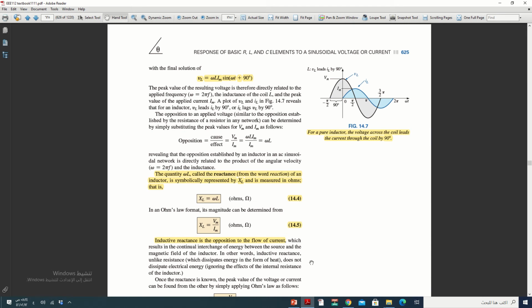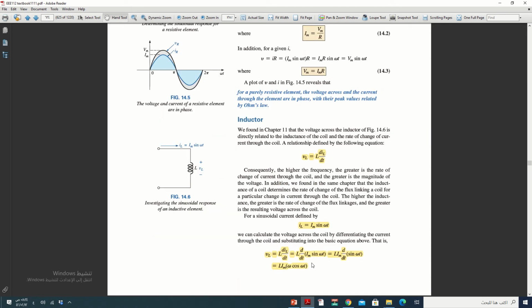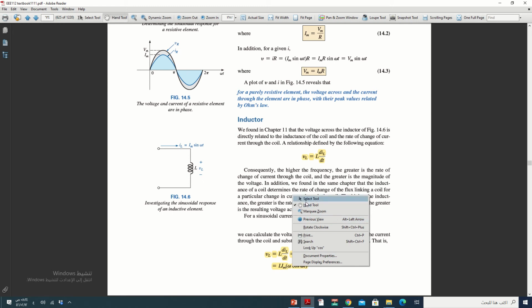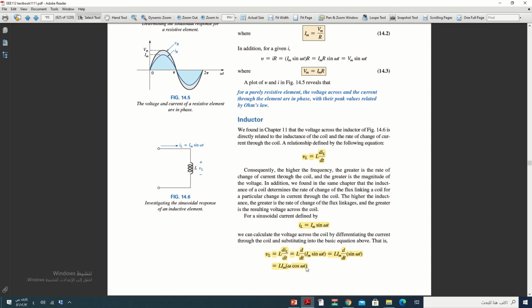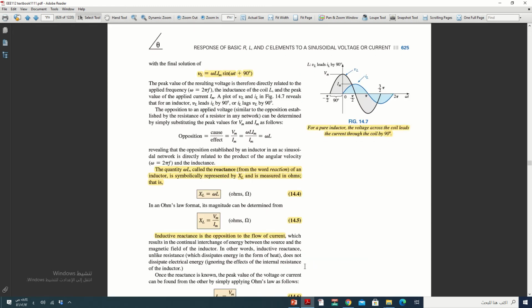We know from the last chapter that if we need to convert cosine to sine, we need to add 90 degrees. Like this, IL starts from zero. Now we found VL shifted by 90 degrees. Since it is plus 90, the voltage will start from minus 90.